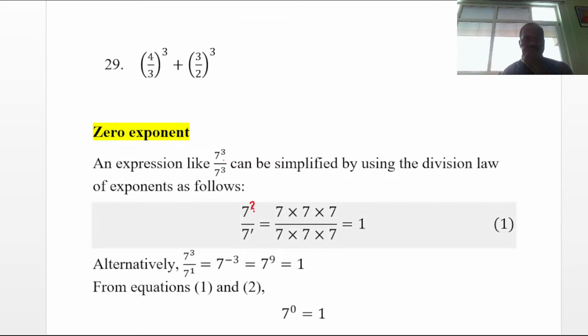So 7 power 3 over 7 power 3 is similar to taking 7 times 7 times 7 over 7 times 7 times 7, which is actually equal to 1. So alternatively, 7 power 3 over 7 power 3 is 7 power 3 minus 3, which is 7 power 0, and eventually we are getting 1.